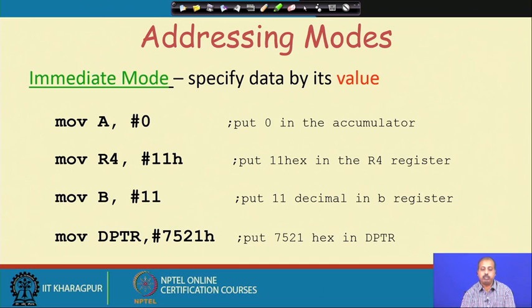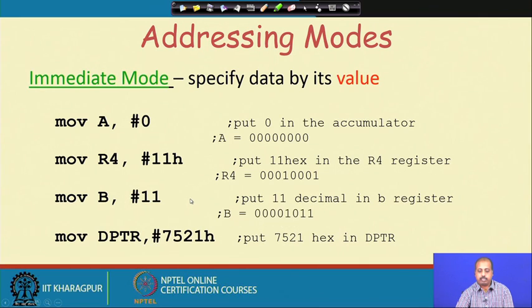So, you can also initialize the DPTR. You can say move DPTR hash 7521 hex. So, this 75 will go to the DPH register and 21 will go to the DPL register. As a result, this DPTR will have the value 7521. So, A gets 0, R4 gets the pattern 11 hex, in this case it gets the number 11 decimal, and in this case DPTR gets 7521 hex.